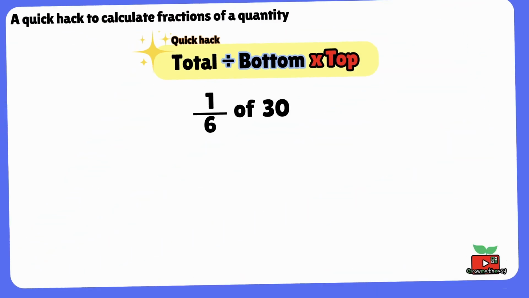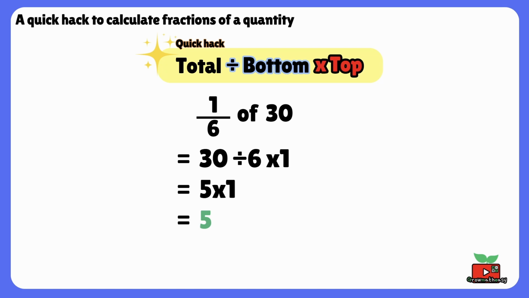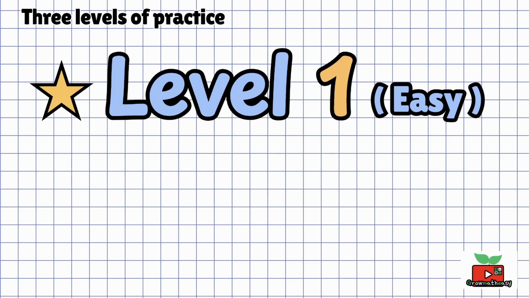Let's try another one. What is 1/6 of 30? We divide 30 by 6 and then multiply by 1. 30 divided by 6 is 5, and 5 times 1 is 5. So 1/6 of 30 is 5. Great job! We've learned the quick hack for calculating fractions of a quantity. Now it's time to practice. Let's start with level 1, easy questions.